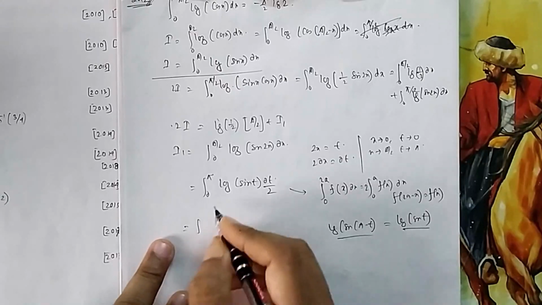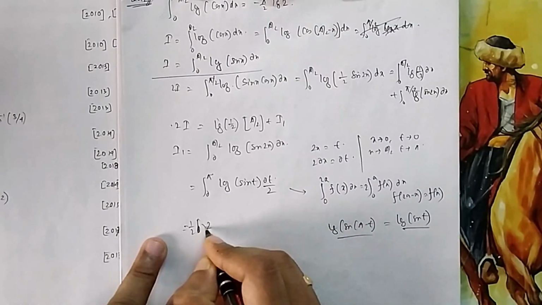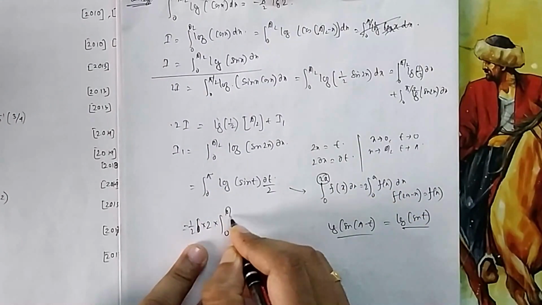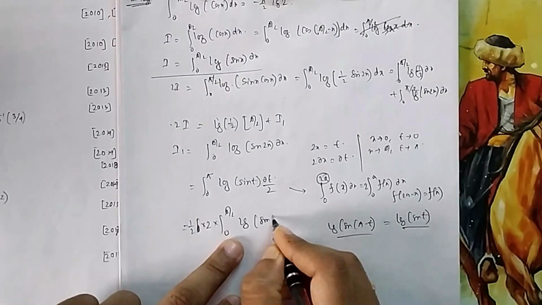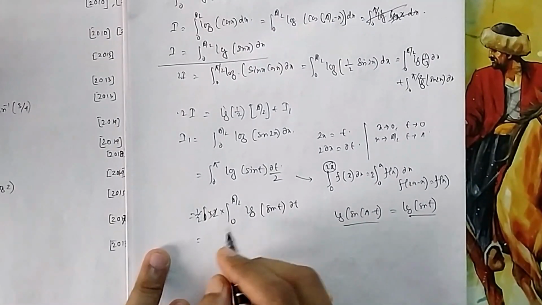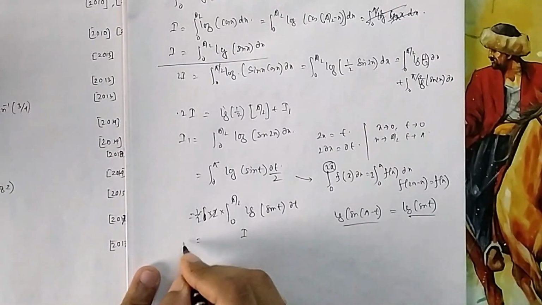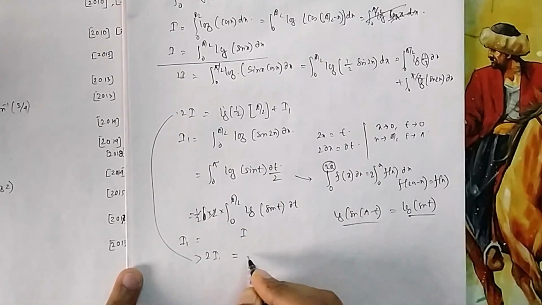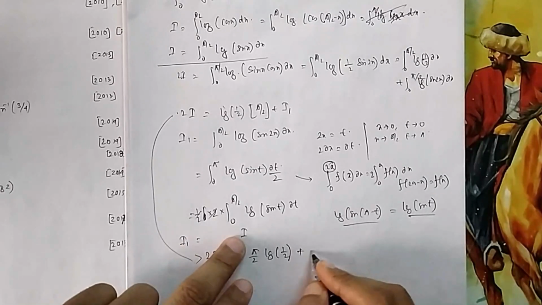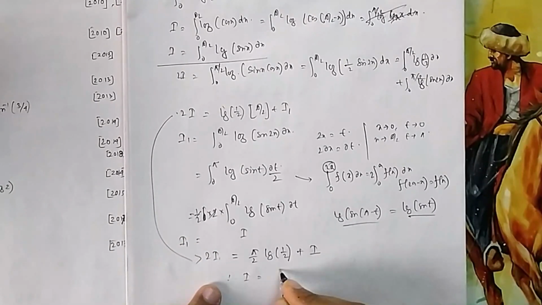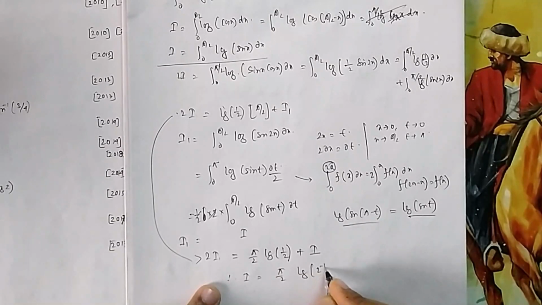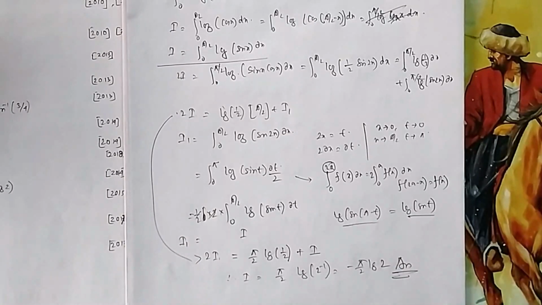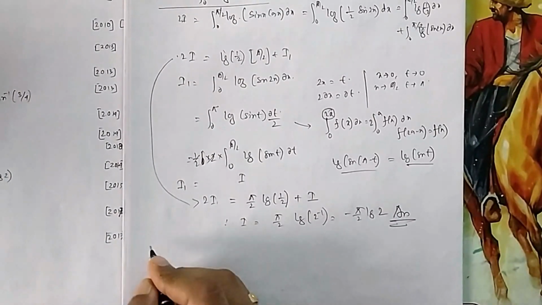Applying this, half is already there, and from the formula it will be 2 into, because this limit will get reduced by half, so pi goes to pi by 2, log sin t dt. So what is this? This is I only. So I1 is I. If you substitute everything, 2I is equal to pi by 2 log half plus I. Therefore I is equal to pi by 2 log half. You can write log 2 to the power minus 1, and bring this minus in front, so it will be minus pi by 2 log 2. Remember this one, this is a very standard proof and very important in the board exam also.